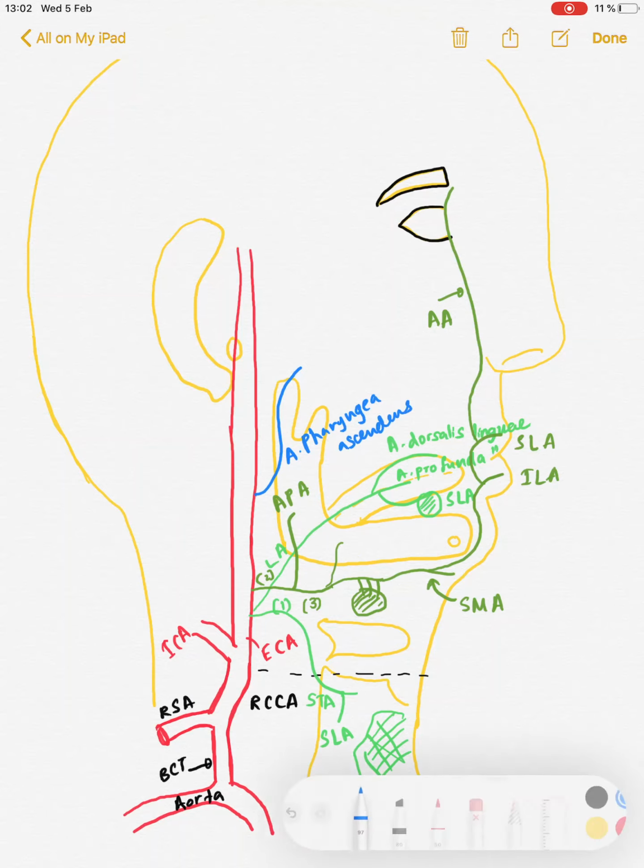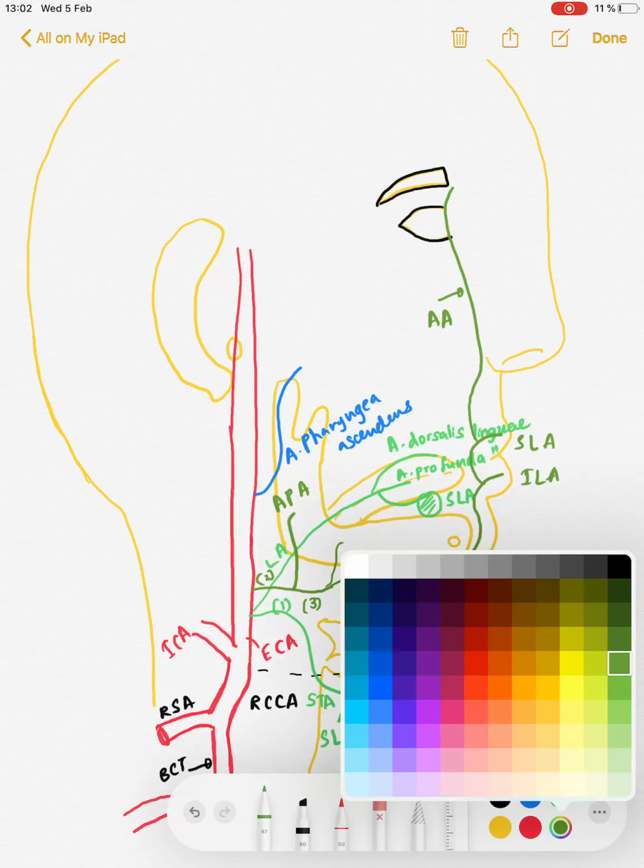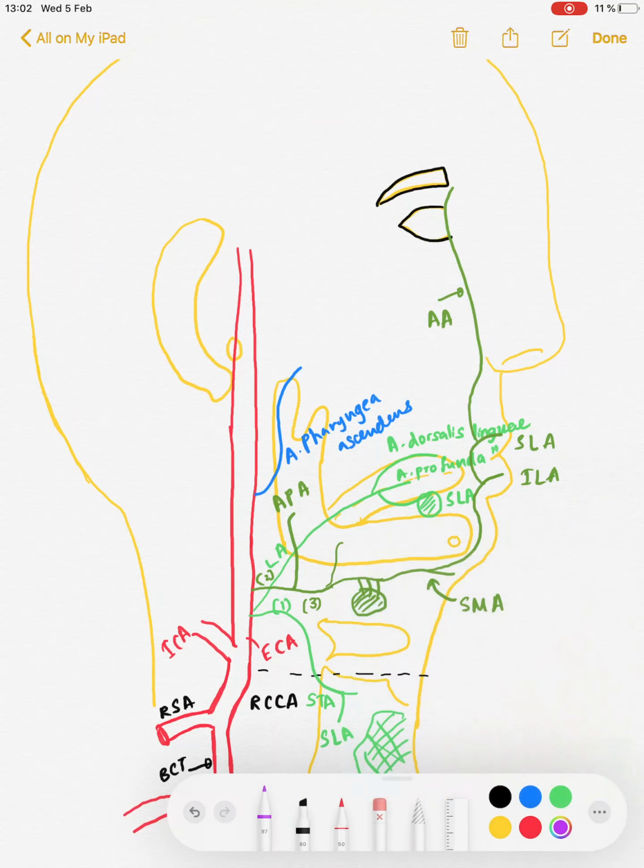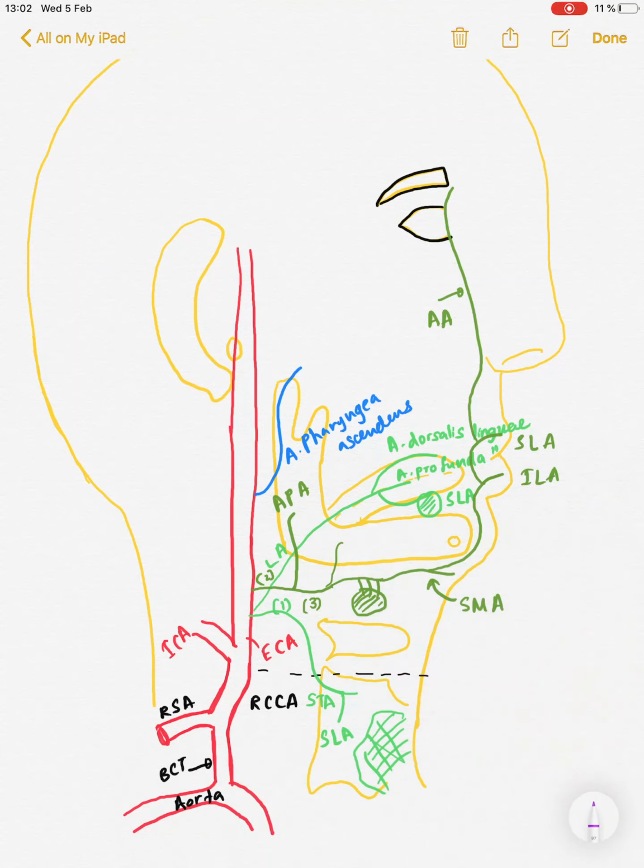And then we will look at the posterior group of branches. Let me take purple color. And here in the neck we will have the sternocleidomastoid muscle. So I will draw it like this. So the external carotid artery will give blood supply to the sternocleidomastoid muscle, so that you can call it arteria sternocleidomastoidea. And then it will also give arteria occipitalis, the occipital artery.